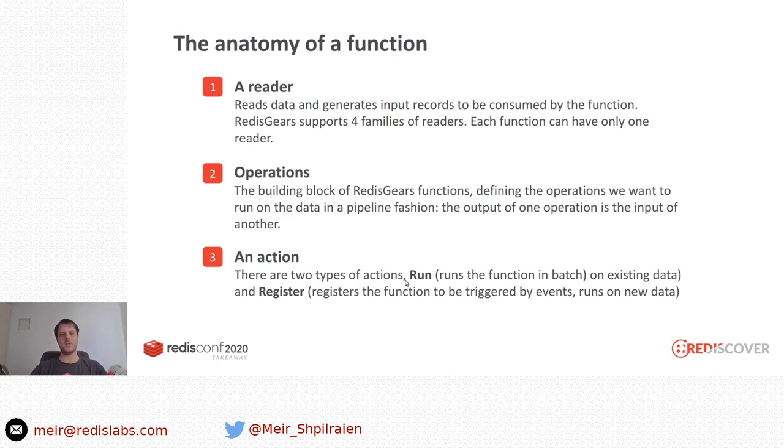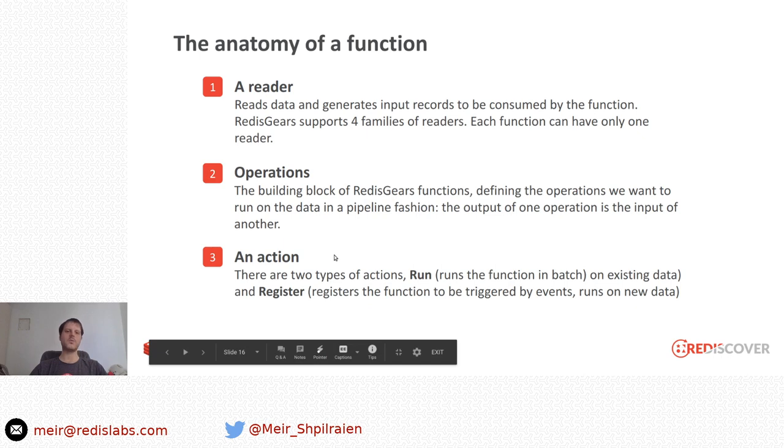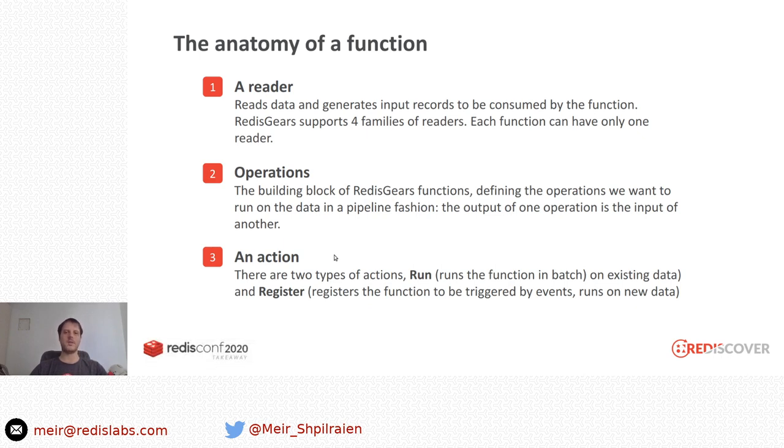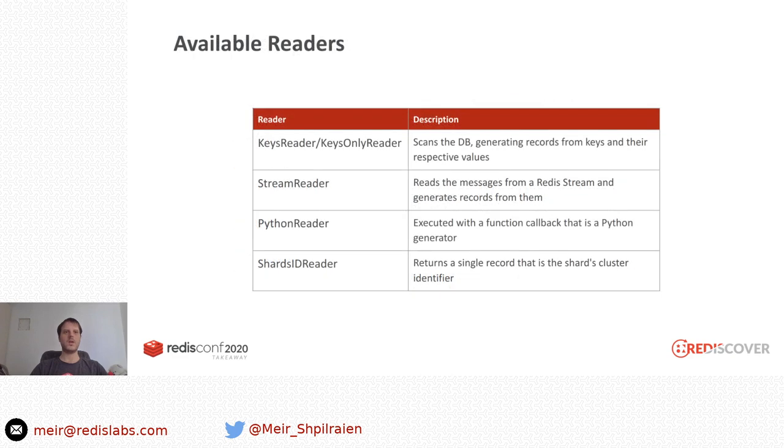An action can be one of two things. It can be run, which tells RedisGears, please run it now and give me the results. And it can also be register. Register means I want to run this function whenever an event arrives, a key change, or data arrives to a Redis stream. And we have many types of events, and I will talk about it. So, what are those readers?